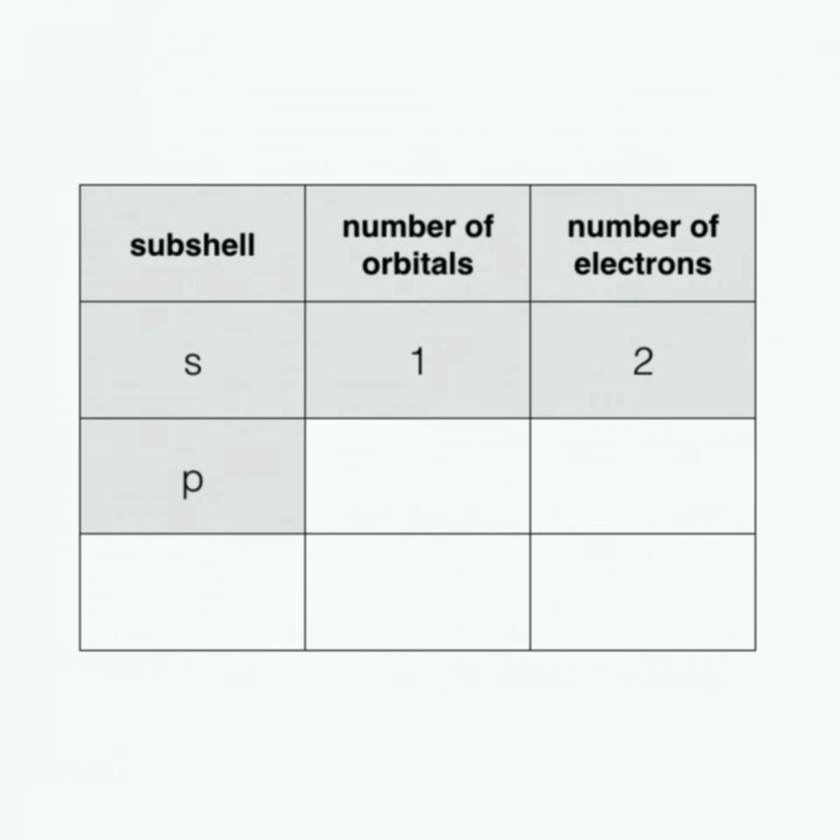The p subshell, on the other hand, contains 3 orbitals. Each of these orbitals can hold 2 electrons, giving us a total of 6 electrons that the p subshell can hold. Lastly, we have the d subshell. The d subshell has 5 orbitals, holding a max of 2 electrons each, giving us a total of 10 electrons.